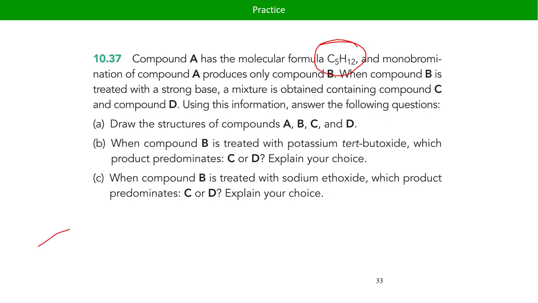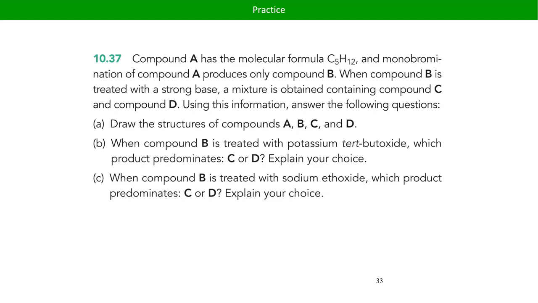So it could be a straight chain, but there are other saturated options, right? But it does limit us to only three possibilities. All three of those are C5H12. So if those are our possibilities, when we monobrominate it, we get compound B. And monobromination is HBr. If we're brominating an alkane, then that means we're doing the free radical bromination.